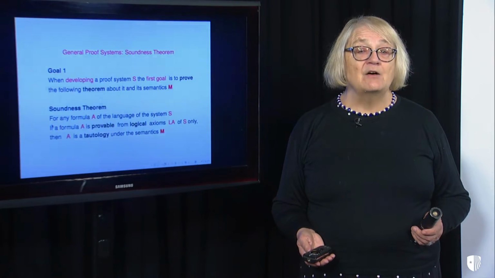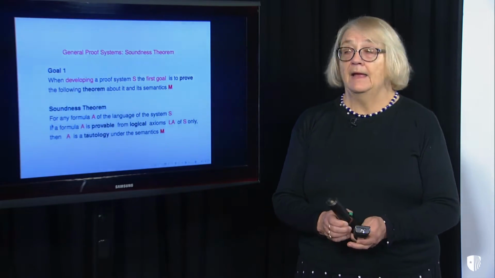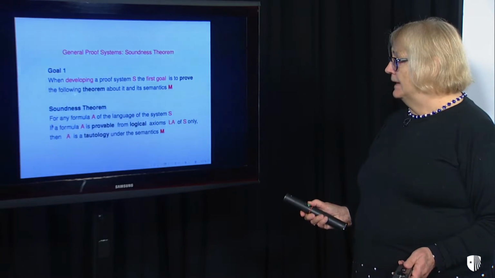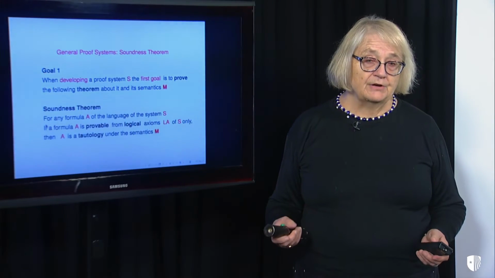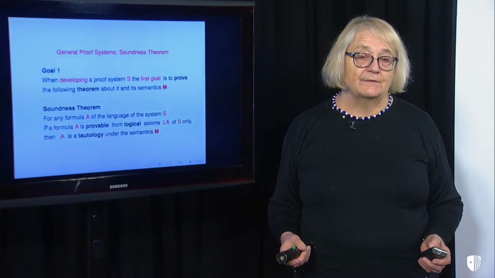So our goal first, when developing a proof system, is to prove the following theorem. This is called the Soundness theorem. For any formula A of the language of the system, and that's very important, because when we do formal proofs, everything has to happen in the language of the system: if a formula is provable, whatever it is, and we'll define it formally, from the logical axioms LA of the system only, then A is a tautology under semantics M. That is the general formulation of the soundness theorem.